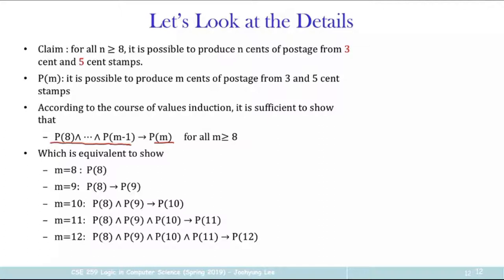When m equals 12, you can assume that 8 cent or 9 cent or 10 cent or 11 cent stamps can be made. Good. So again, what is wrong with this proof? The proof that you saw. If we create, say, 9 cent postage, according to that claim, what was assumed to be true? P of 6, right? So 6 cent postage can be made, then we can add one 3 cent stamp, so we can make 9. But the induction doesn't tell you that you can use P of 6 because it's not part of the induction hypothesis.